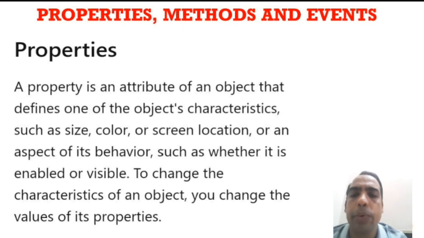Now I will explain you properties, methods and events in Visual Basic. First of all, I will explain you properties. A property is an attribute of an object that defines one of the object's characteristics, such as size, color or screen location, or an aspect of its behavior, such as whether it is enabled or visible. To change the characteristics of an object, you change the values of its properties from property window.